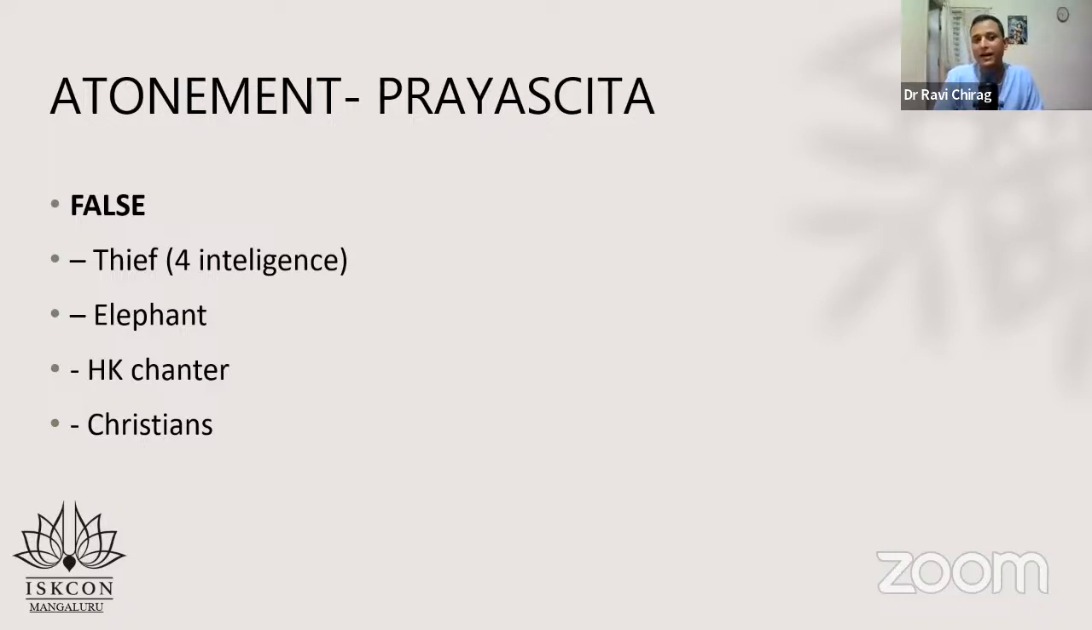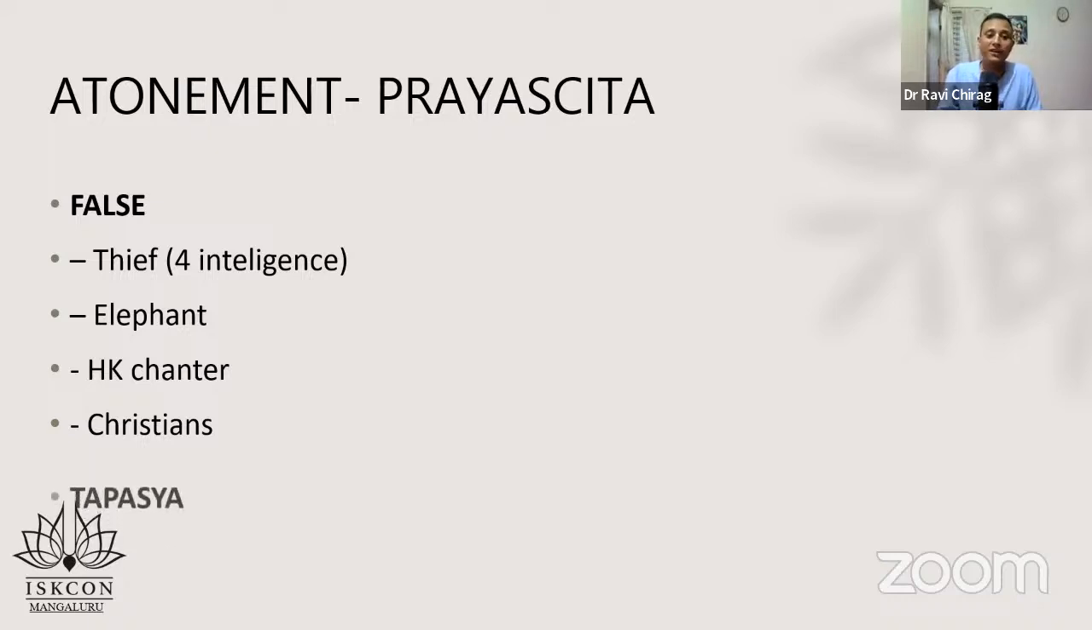So Prabhupada gives these examples: the thief example, the elephant example, hathi snan, then Hare Krishna chanters doing sinful activity, and the Christians. So to understand prayashchit, these are the false prayashchit. Positive karma and negative karma, that is the basic law of karma. If you have done certain wrong activity, you will get the wrong result. If you have done certain good activity, you will get a good result. But if you have done good activity and bad activity, it won't become zero. That is what is explained in these four examples. This is called false atonement, false prayashchit.